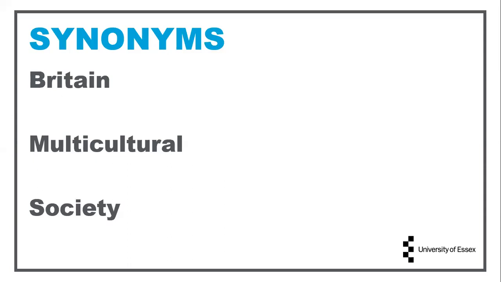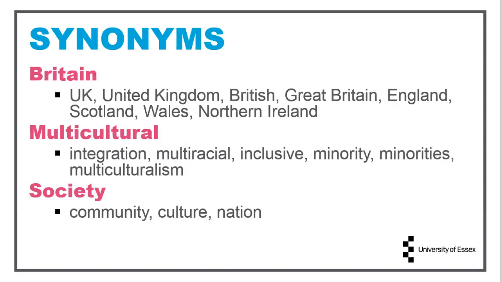So let's go back to our keywords, Britain, multicultural and society. What could some synonyms or alternative words for these be? So I have come up with these alternative words shown here. So for Britain, we have the UK, United Kingdom, British and others. For multicultural, we have integration, multiracial, etc. And for society, we have community, culture and nation. There may well be more, and you may find you come across more than when you carry out your searches.